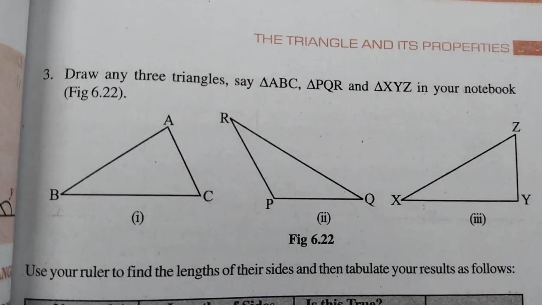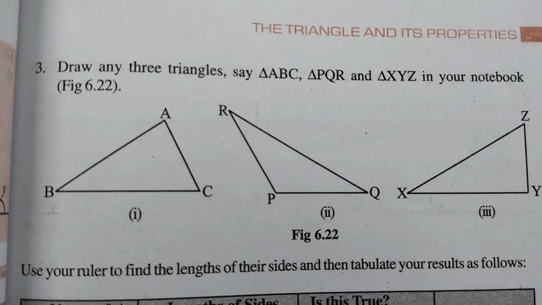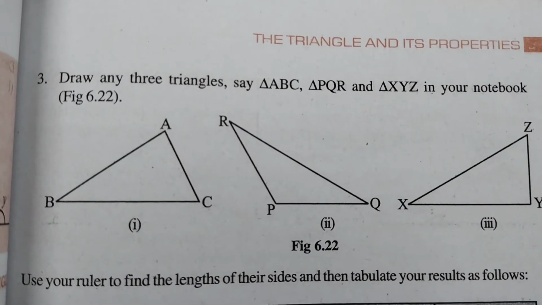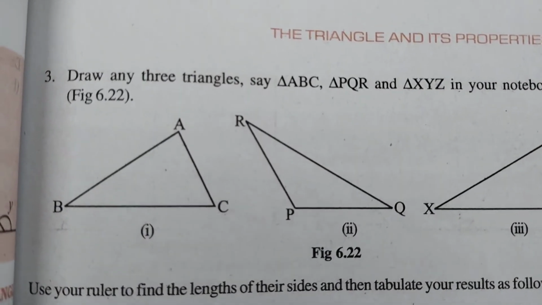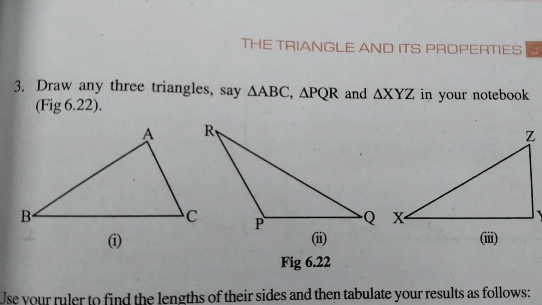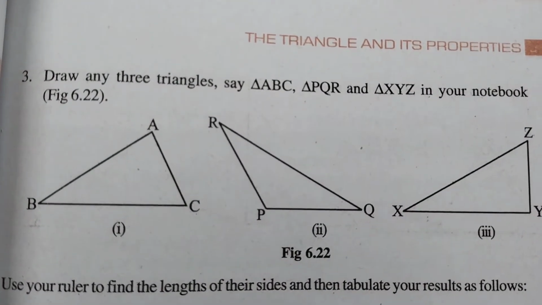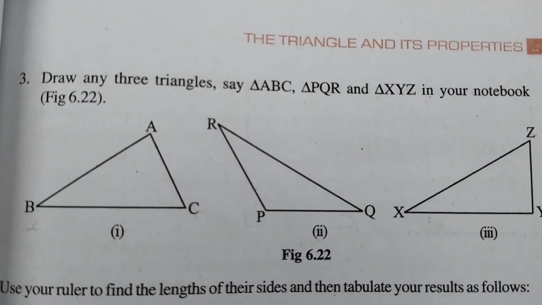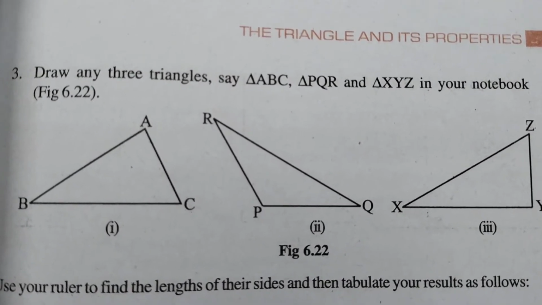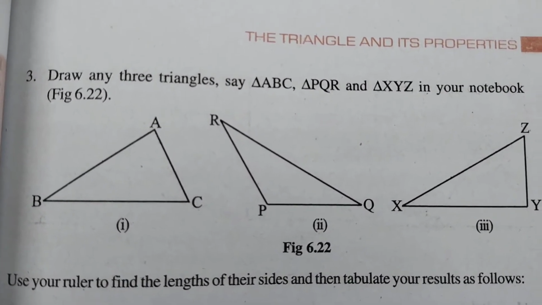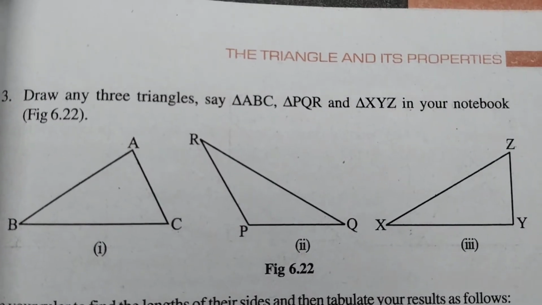So here is an activity which you can complete. Draw any three triangles, say triangle ABC, triangle RPQ and triangle XYZ. Here we have three triangles. Use your ruler to find the lengths of their sides, then tabulate your results as follows.